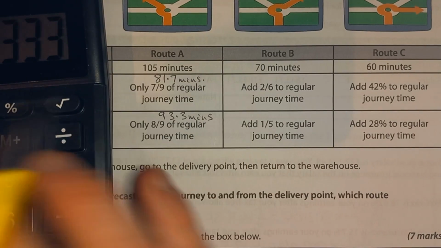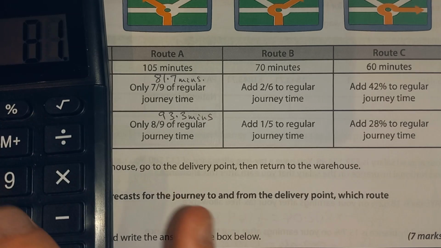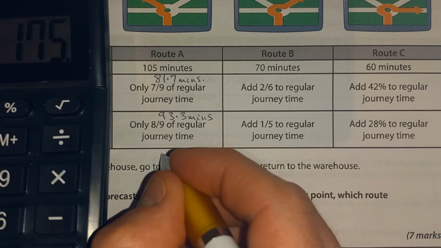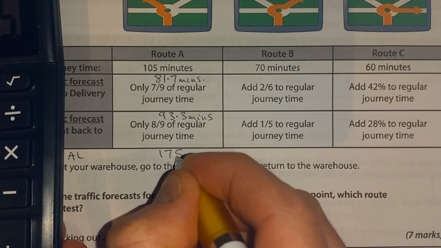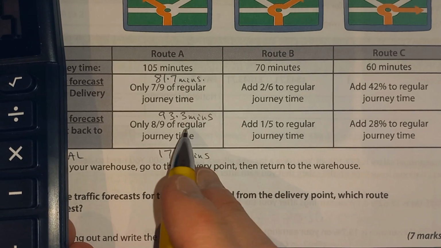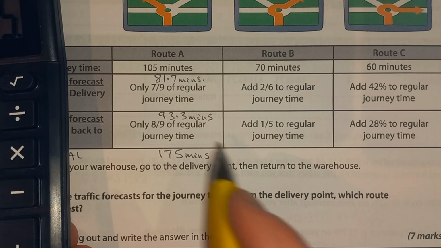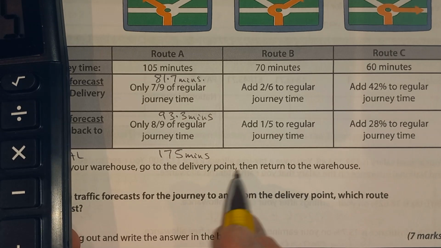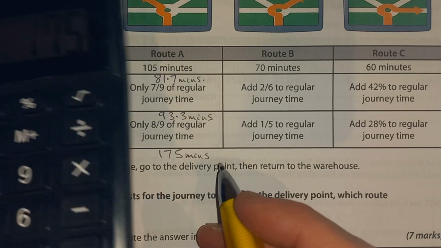So we had 81.7, add 93.3, and we get 175 minutes. Normally I'd say use the exact answers, not rounding them, but I'm not expecting our answers to be so close that the rounding matters. So let's see if this is okay for now.